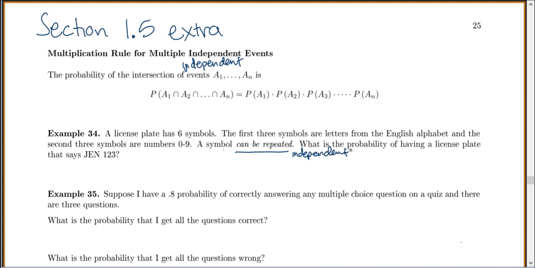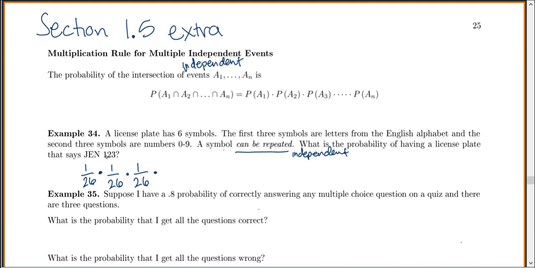What is the probability of having a license plate that says GEN 1, 2, 3? So if I want a G, I have a 1 out of 26 chance of getting a J. Then I want an E. Now it doesn't matter what I got the first time because they can be repeated, so I still have a 1 out of 26 chance of getting an E. And again, because you can repeat letters, I have a 1 out of 26 chance of getting an N.